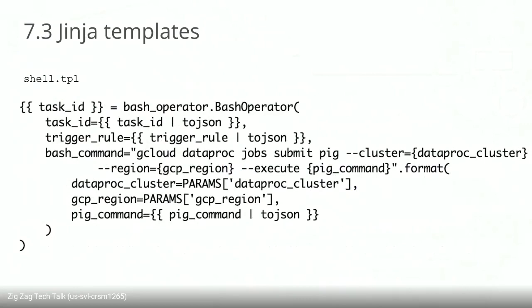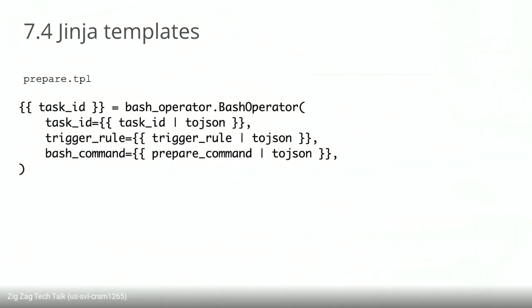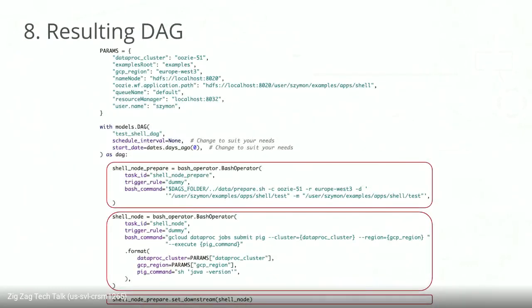In our case, it will be two templates, the shell template, and, like I said, it uses the bash operator. And the bash command is actually a gcloud Dataproc job. So again, for now, limited to Dataproc. And the prepare template with the bash operator as well. This is the result, and I hope you'll agree with me that it looks quite nice.